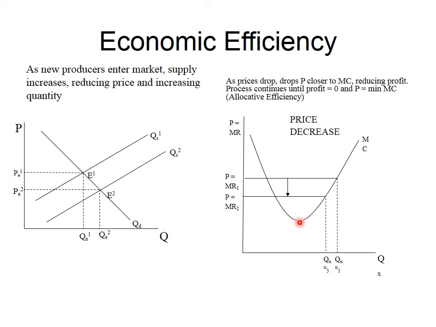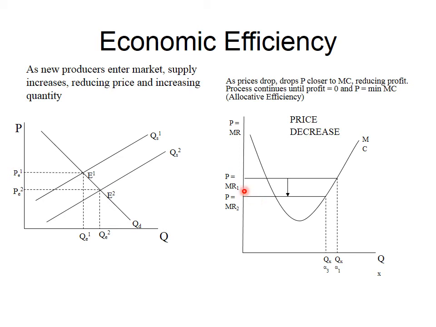What we mean by allocative efficiency is that producers are producing exactly the amount that society wants, based on what society is willing to pay for it and what the producer can produce it for. All right, so that process continues. Now, in the long run, I'll go over it now, and I'm going to go over it in the next slide as well.